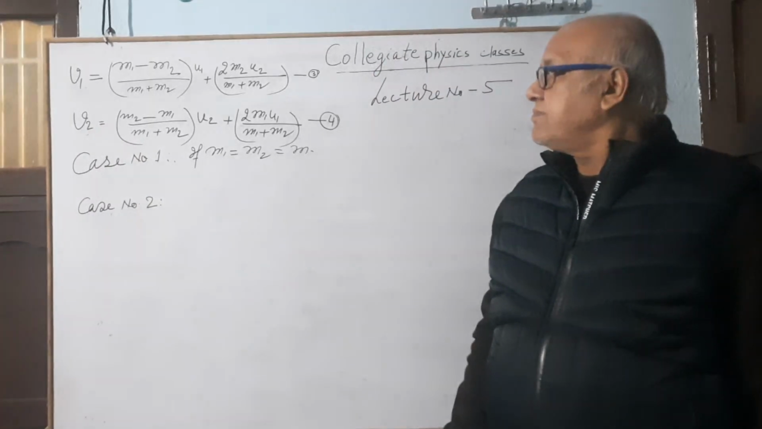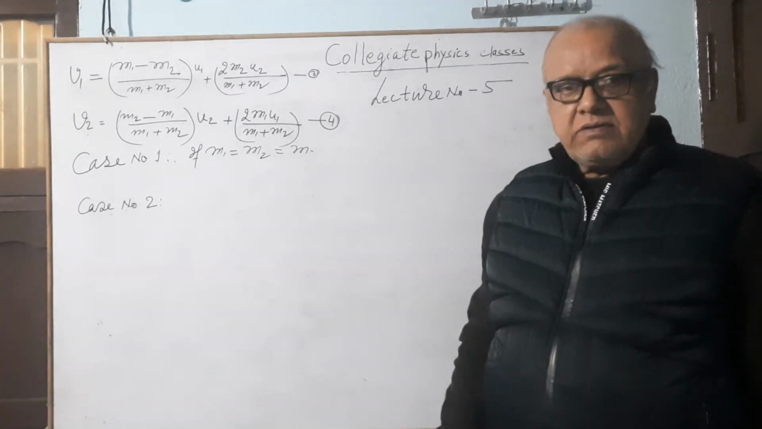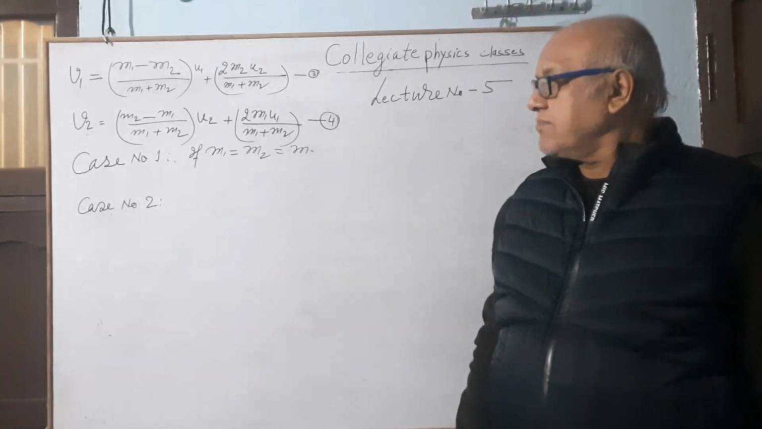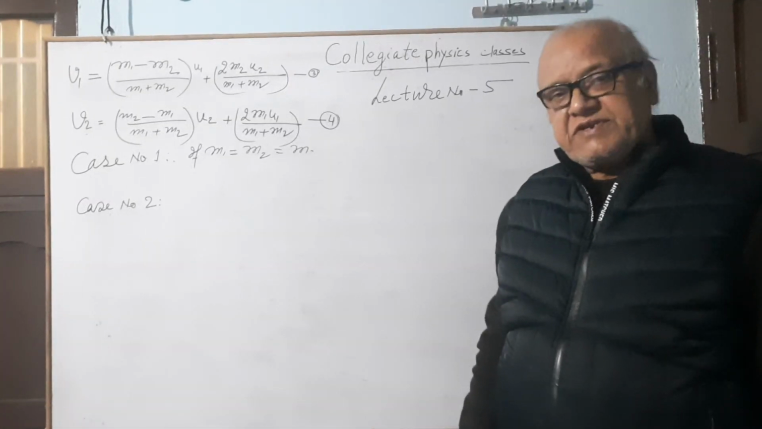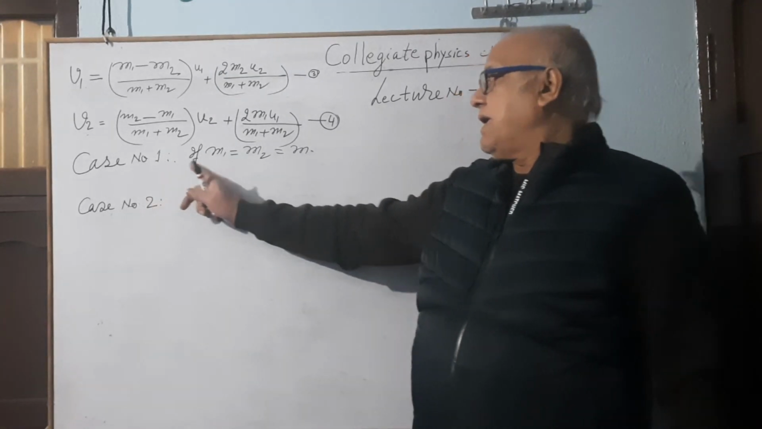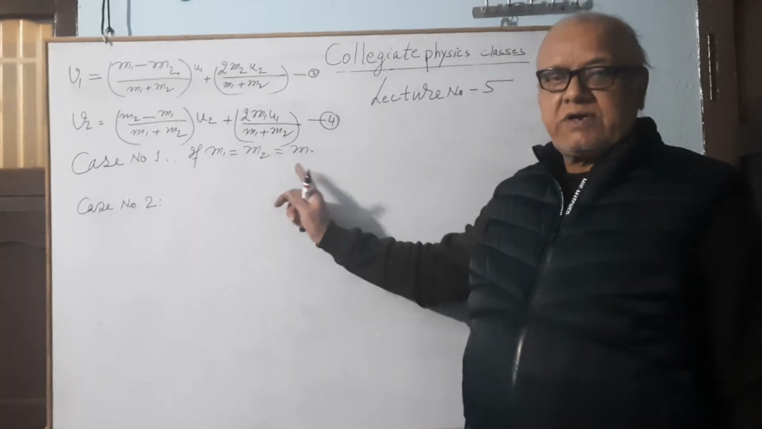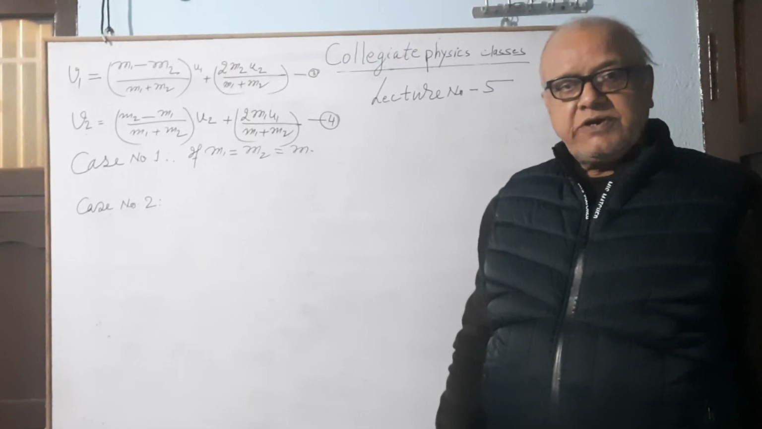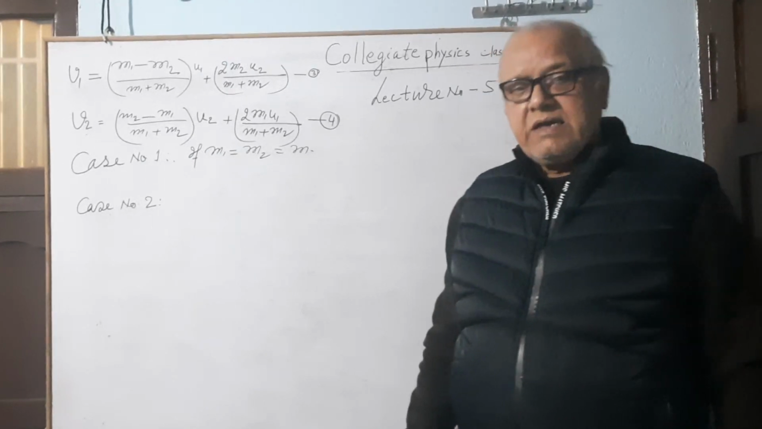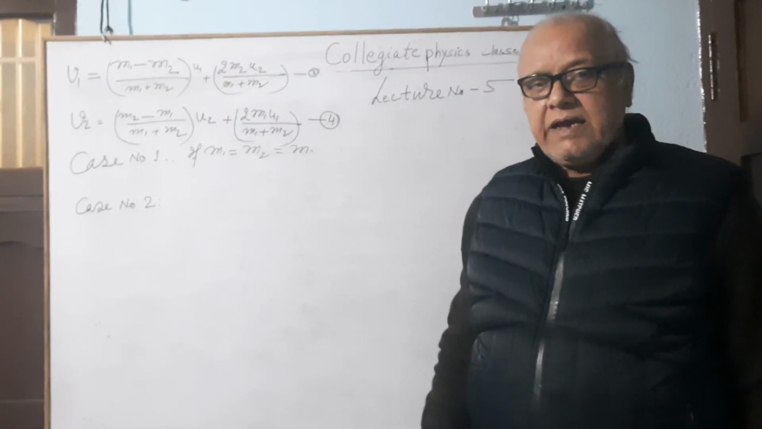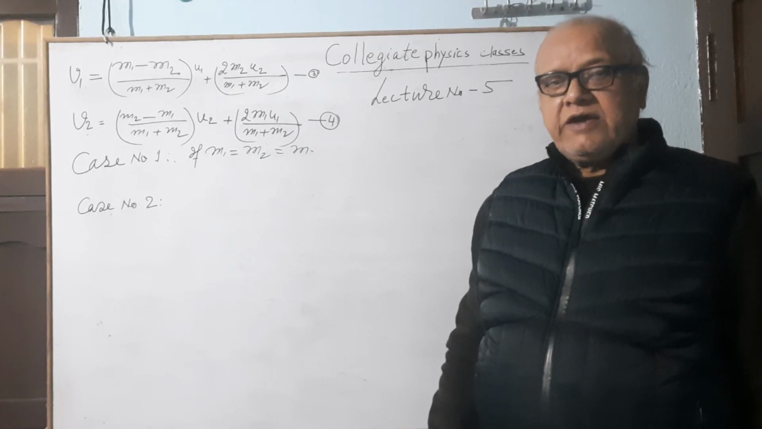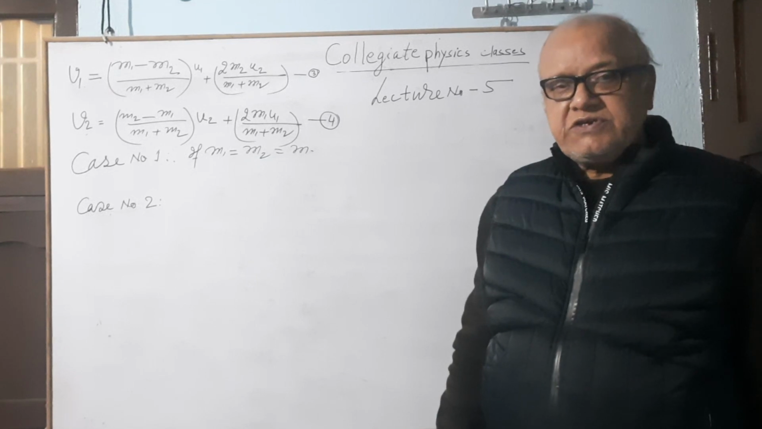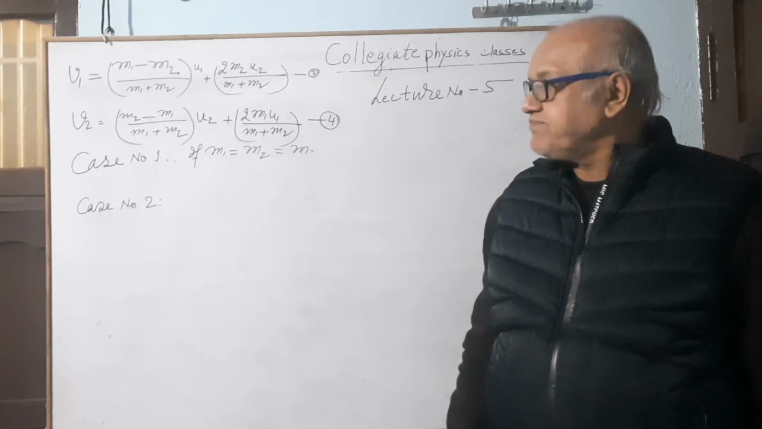Now, to explain more different cases, we have taken the first case: m1 is equal to m2 is equal to m. That is, the masses of the two bodies are equal. They are making a head-on collision along a straight line. Then what will be their velocities after the collision?